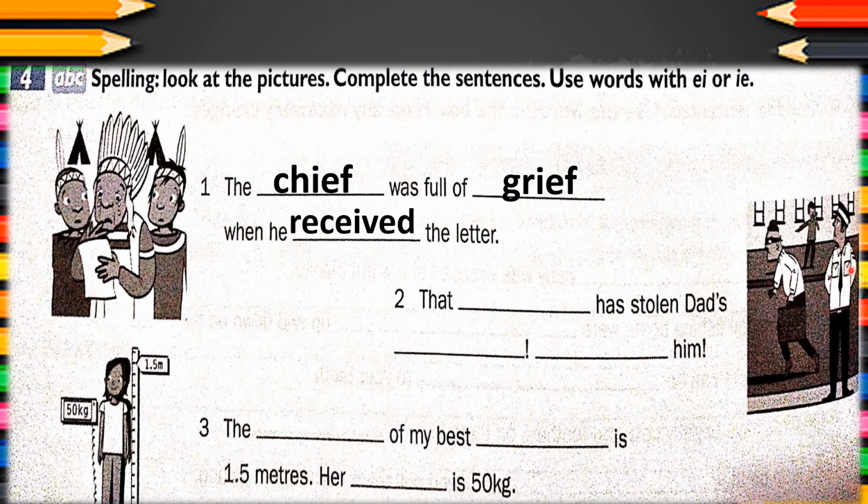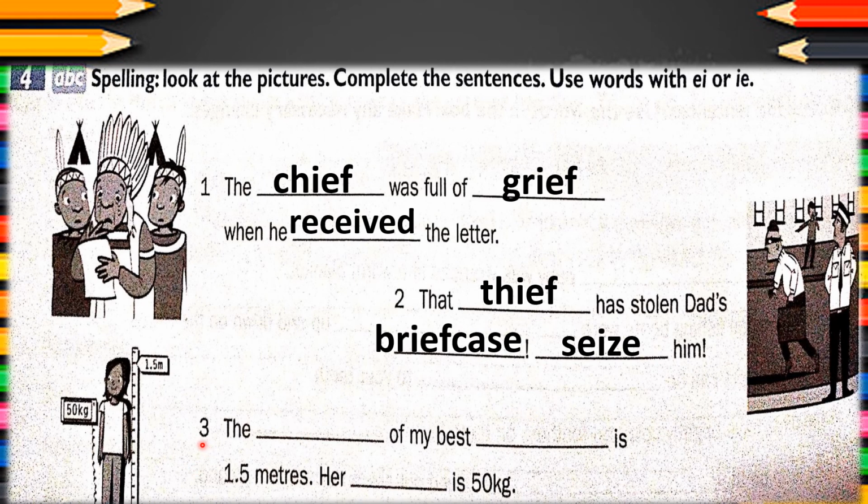Let's move to the picture 2. Look. Yes, he is a thief. That thief has stolen Dad's what? Yes, this is a briefcase. Yes, seize him.